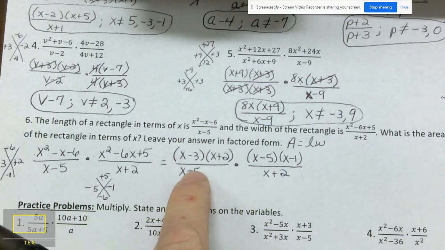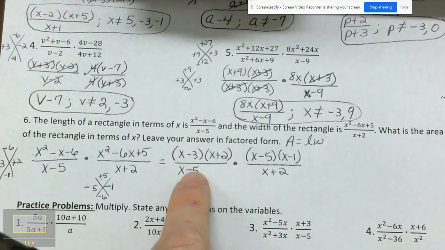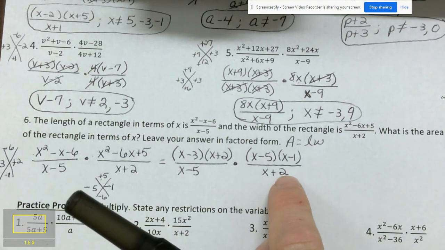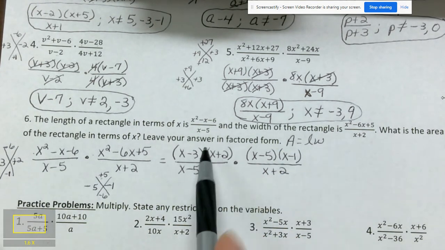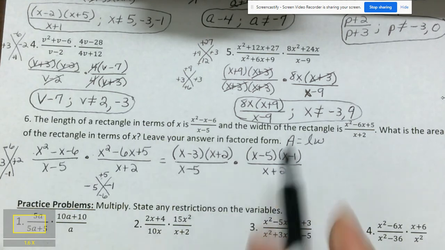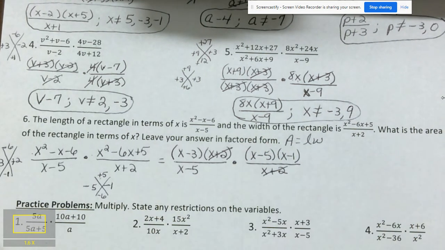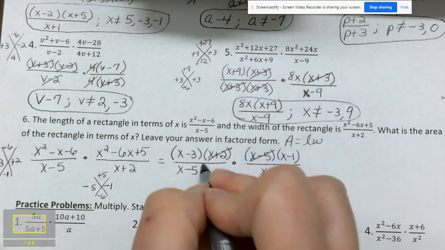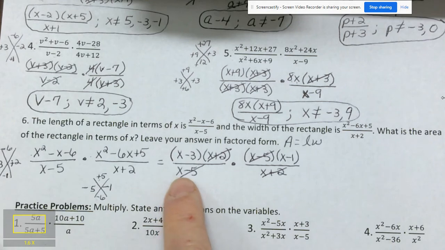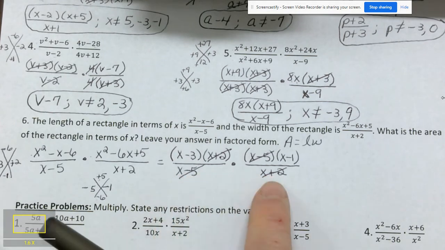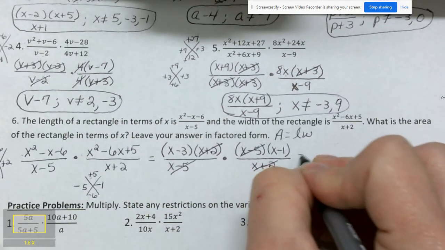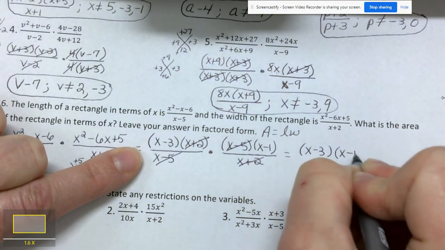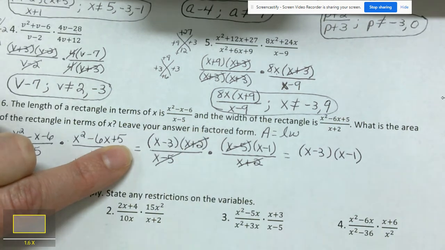All right, top to bottom here, there's nothing we can cancel. Top to bottom here, there's also nothing we can cancel. So let's look diagonally. Diagonally this way, we can cancel the x plus 2. Diagonally this way, we can cancel the x minus 5. So you can see our denominators both canceled out. So we're just left with what's in the numerator, which is x minus 3 times x minus 1. And it said we can leave it in factored form.